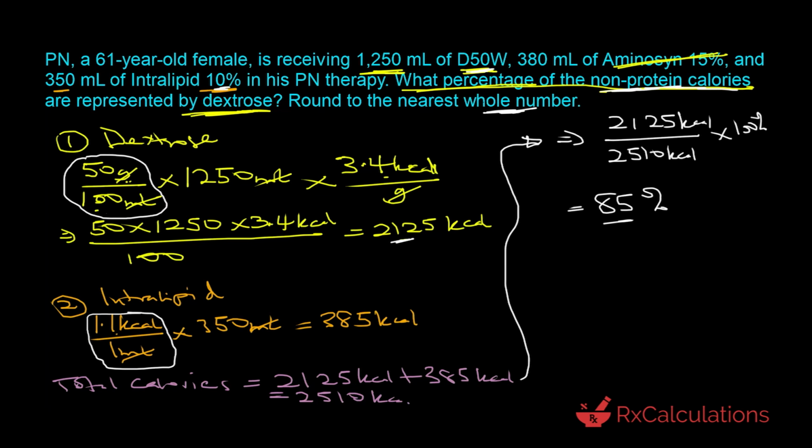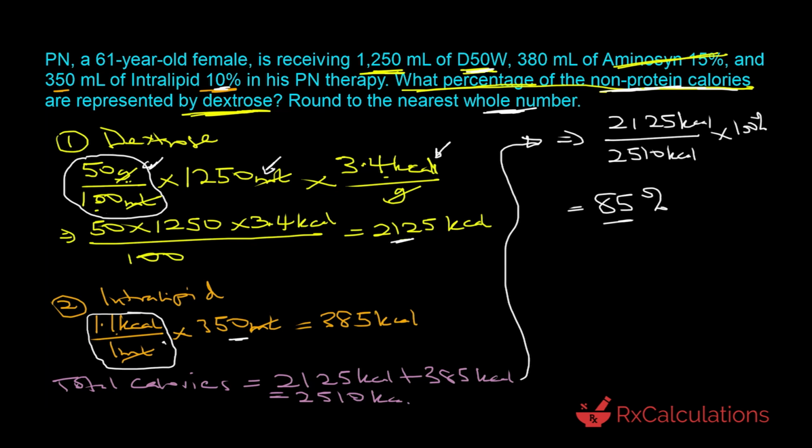What if it said, what is the percentage of calories that are represented by dextrose? Then you would include the amino acid as well. What's the conversion factor for proteins from grams to kilocals? 4 kilocals per gram. So notice, let me make a summary point here. For lipids, you simply take the conversion factor and multiply by the volume. For dextrose and amino acids or proteins, you need to first find grams. So you multiply the concentration by the volume to get grams, and then you multiply by the conversion factor.